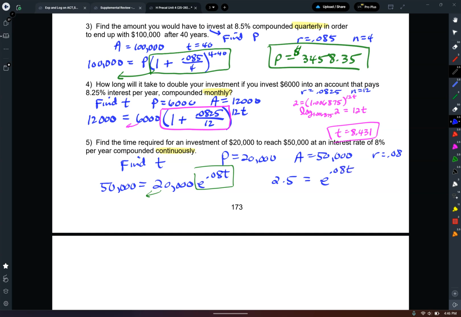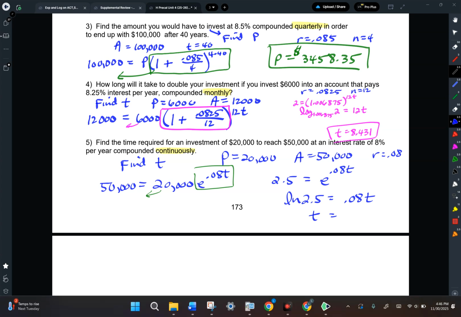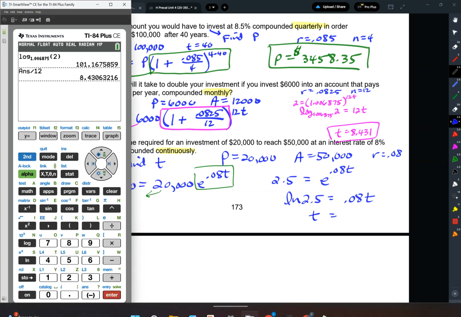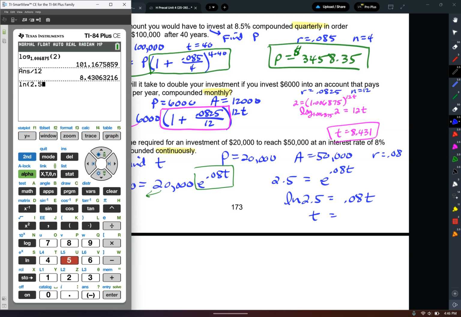Okay, now I can change it to log. And since it's a base e, I'm going to say natural log of the answer equals the exponent. So in order to solve for t, I just need to figure out what the natural log of 2.5 is and divide by 0.08. So natural log of 2.5, close that parenthesis, see what you get, and then you can divide by your 0.08. So in this case, t is essentially 11 and a half years, 11.454.